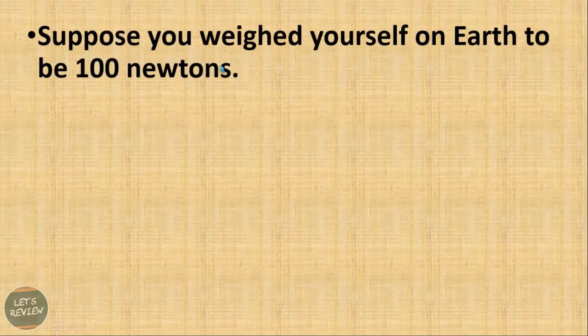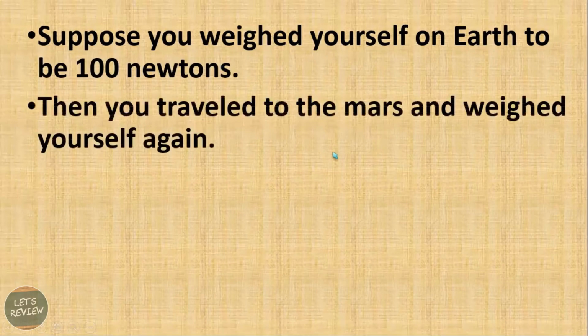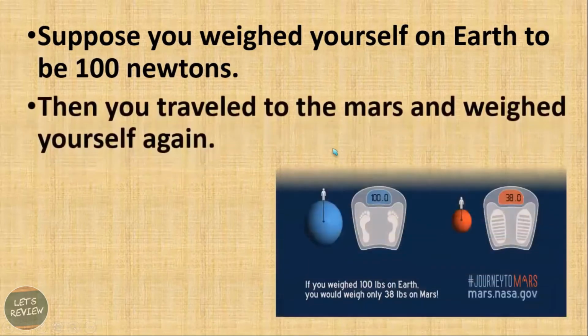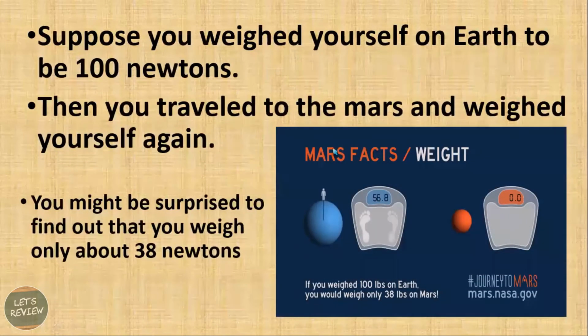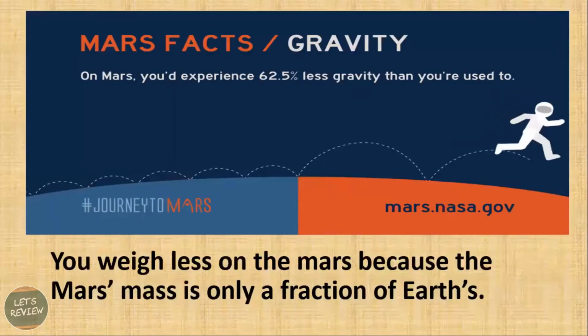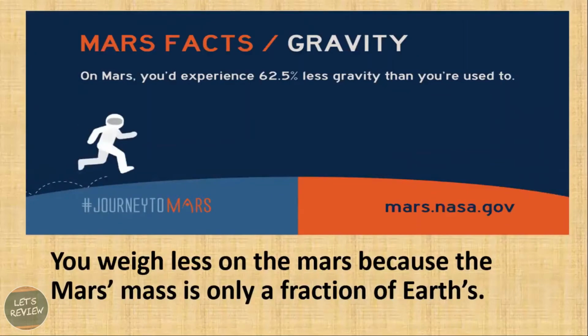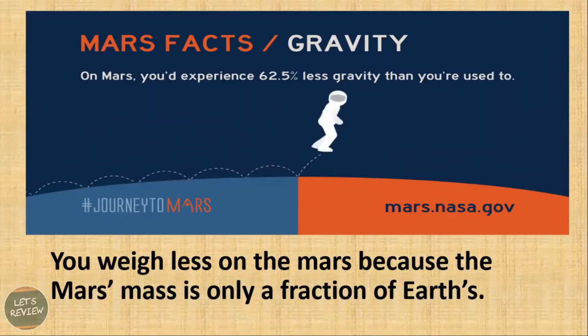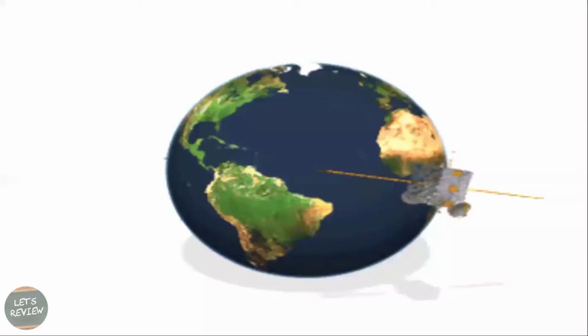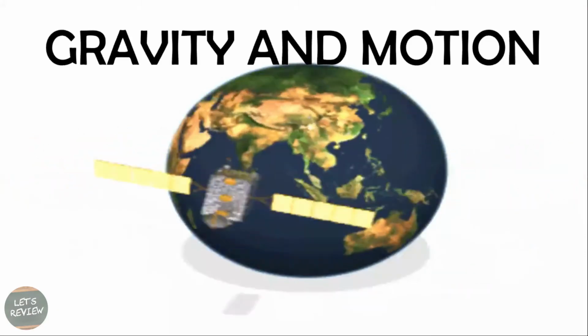it. Suppose you weigh yourself on Earth to be 100 newtons, then you travel to Mars and weigh yourself again. You might be surprised that your weight is now 38 newtons, not 100. Your weight is less on Mars because the mass of Mars is only a fraction of the Earth's, and so is its gravity.